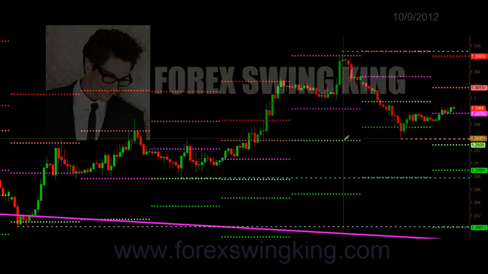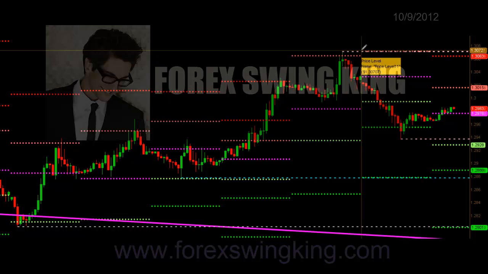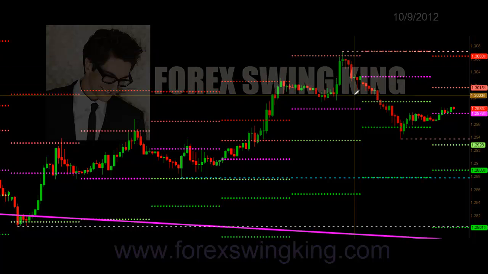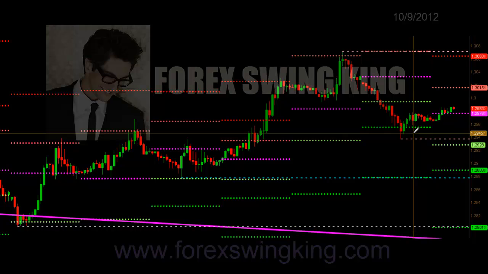Also, the euro US dollar, same situation. The euro US dollar has been pretty flat for the last 12 hours. So looking at a buy down here at 1.2935 or a sell at 1.3072. Looking for a confirmation based on my system to be able to break out of the current channel.